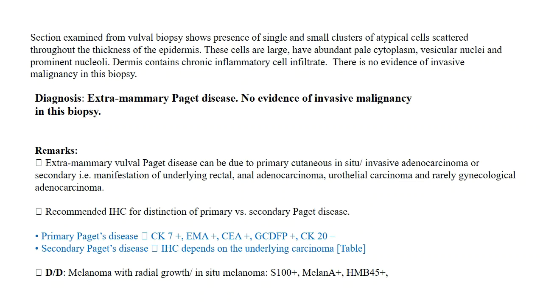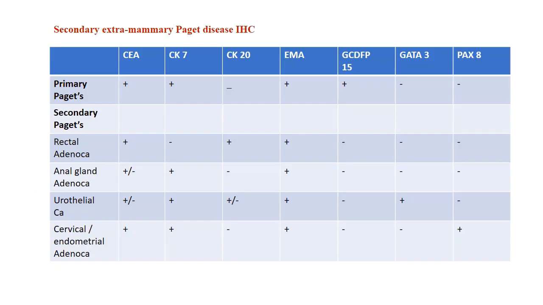Now, what is the differential diagnosis that comes here? It is always the melanoma in situ. So you should also include S100, Melan A and HMB45 in your panel. If it is a melanoma in situ or melanoma in radial growth phase, these cells will be S100 positive, Melan A positive and HMB45 positive as well. So this is the table I was talking about.